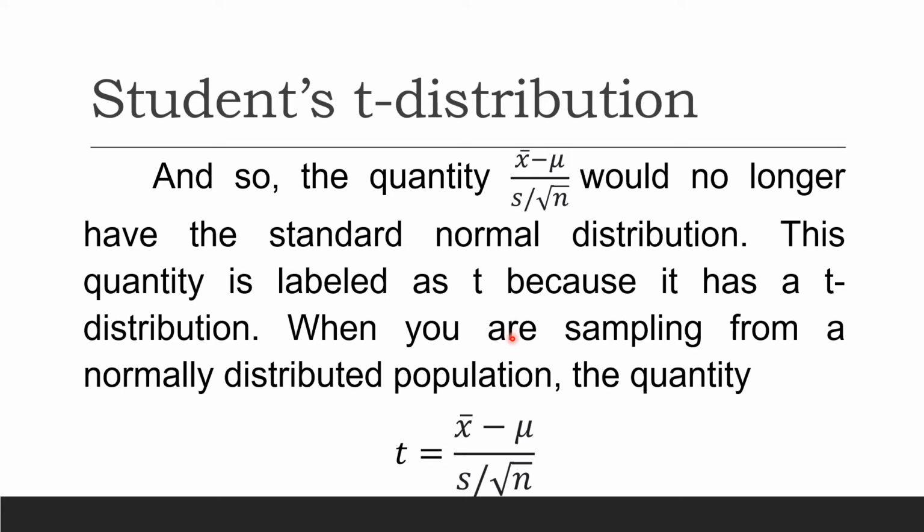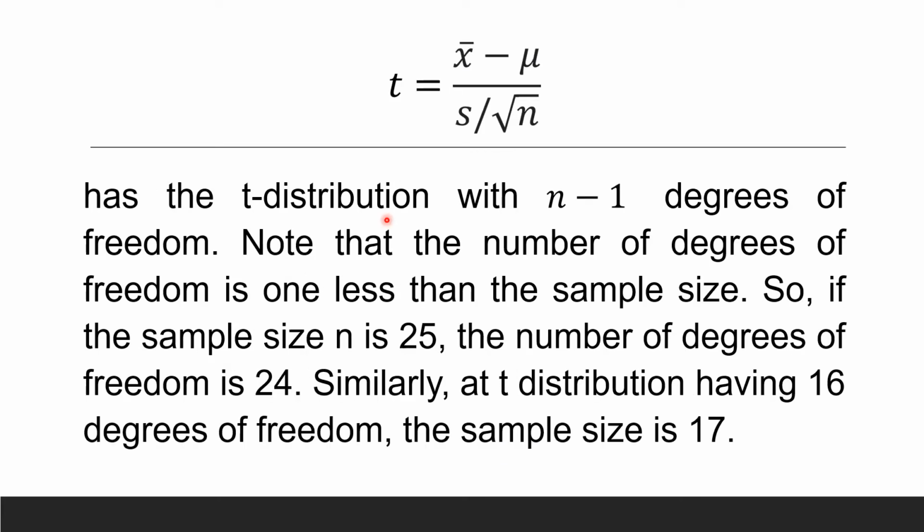When you are sampling from a normally distributed population, the quantity t is equal to the sample mean minus the population mean, all over the sample standard deviation divided by the square root of the sample size. We should also take note of the other variable which depends on the sample size, which is the degrees of freedom. This degrees of freedom is needed for us to identify the t-value in the later part of our discussion. To obtain the degrees of freedom, we just need to subtract 1 from the sample size. If we have the sample size 25, the degrees of freedom is 25 minus 1, which is 24.